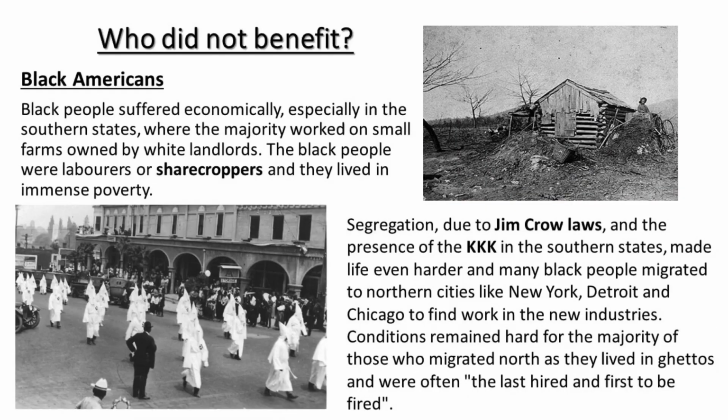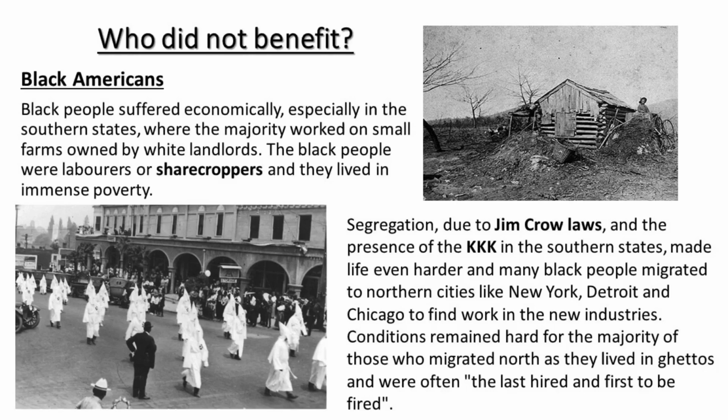The final group who did not benefit from the boom were Black Americans. Most in the South worked on small farms owned by white landlords. They lived in immense poverty, like the house that you can see in the picture. Segregation due to the Jim Crow laws made life even more difficult. Facilities such as schools for black people were heavily underfunded.